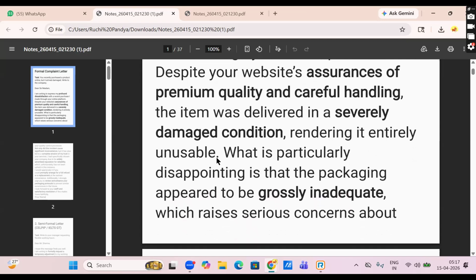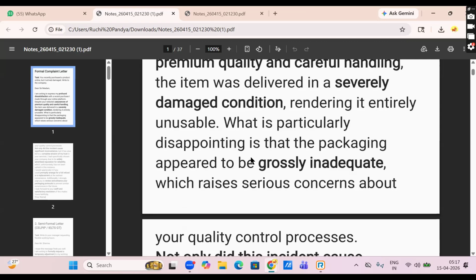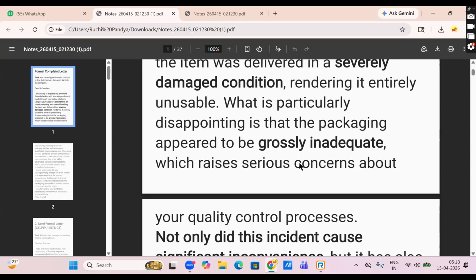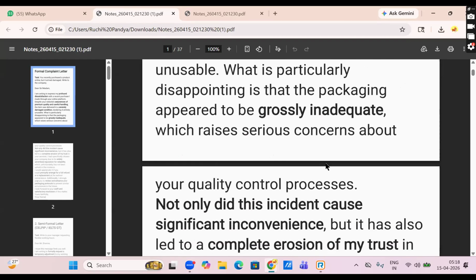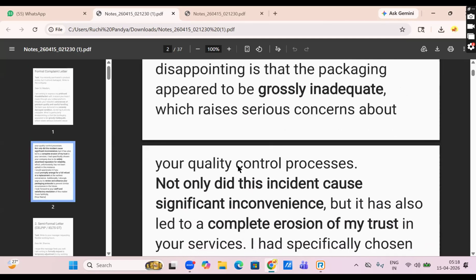What is particularly disappointing is that the packaging appeared to be grossly inadequate, which raises serious concerns about your quality control processes. See, if the packaging had been good and something was still damaged or broken, you might be able to understand. But here you're flagging a serious issue that the packaging in itself was not proper. It was severely inadequate, which raises serious concerns about your quality control processes.